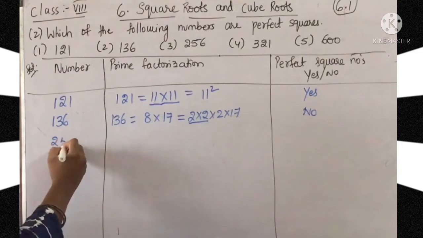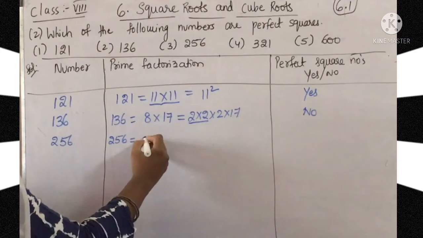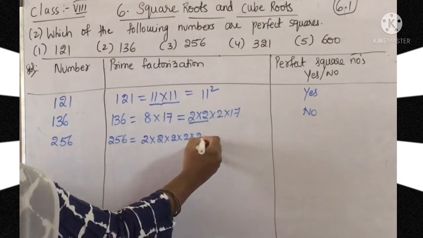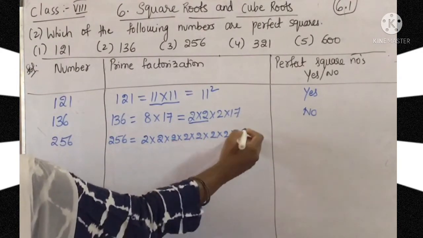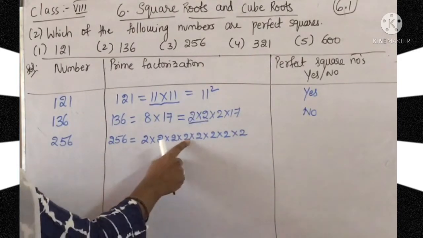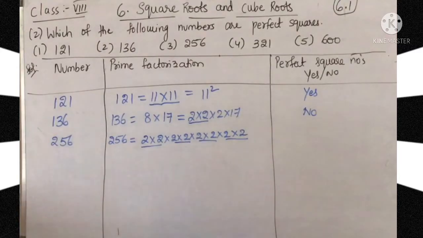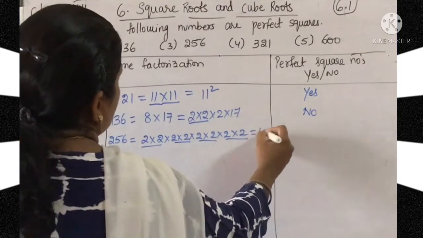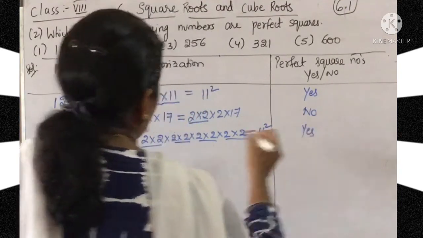Coming to 256. 256 can be written like this: 2 into 2, 2 twos are 4, 4 twos are 8, 8 twos are 16, 16 twos are 32, 32 twos are 64, 64 twos are 128, 128 twos are 256. Counting, that is 8 twos. So a number multiplied with the same number: 2 into 2 into 2 into 2 is 16 square. When you multiply 16 into 16, you will get 256. So we can say it is a perfect square.